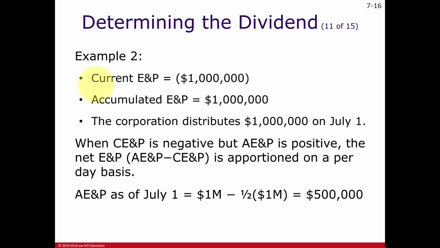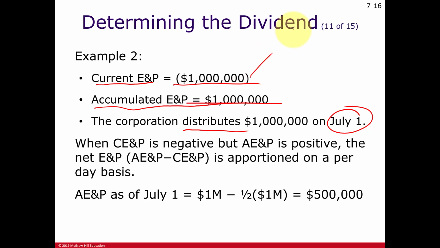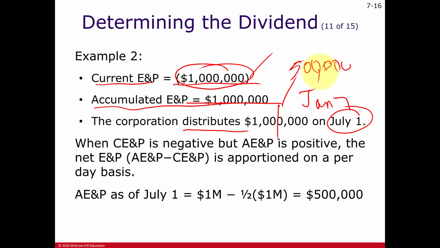Example number 2. Now, current earnings and profits, we have a current loss. But at the beginning of the year, we have a positive balance of $1,000,000 in our retained earnings or accumulated earnings and profits. And the distribution is still right in the middle of the year. Now, because we don't have any current earnings and profits, we're going to have to allocate how much of this loss happened all the way from January through the time we made the distribution, which is half a year, and we assume it's earned equally throughout the whole year. So half of this, $500,000, was incurred up to the time the distribution was made.